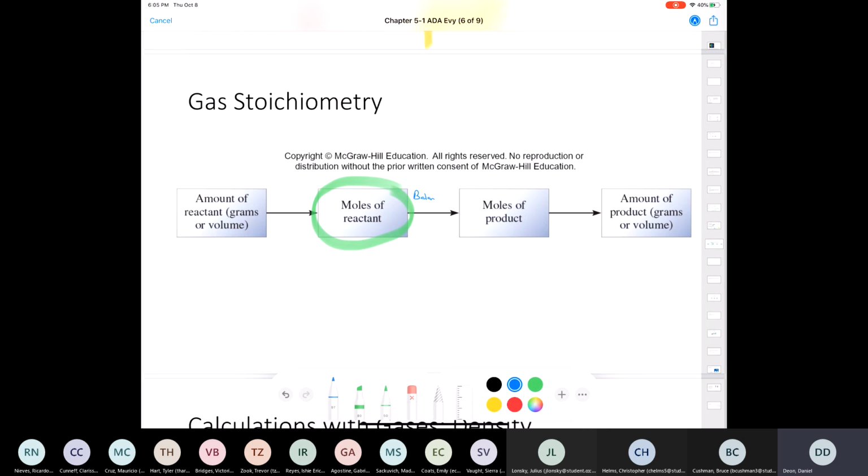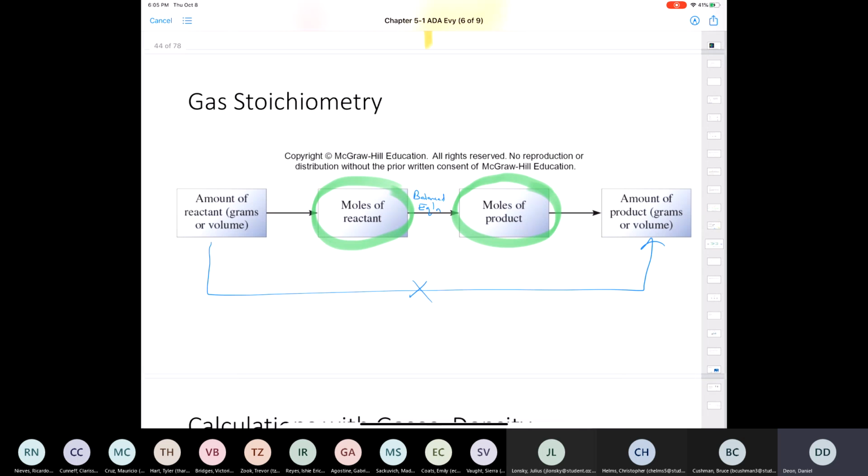We would always use a balanced equation to relate the moles of a reactant, let's say, to the moles of a product. Okay? Moles of a reactant or product can always be related to grams, but what's important is that you understand that we can't go from here, grams, to grams directly. That's impossible. So we want to keep that in mind when we look at gas stoichiometry problems like the following.